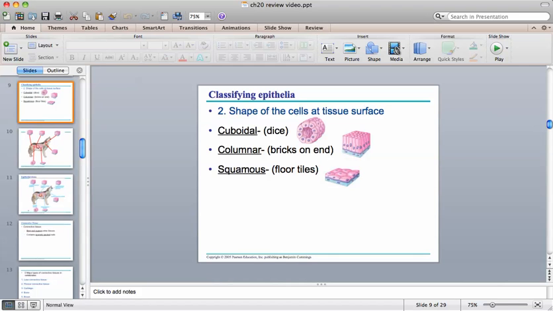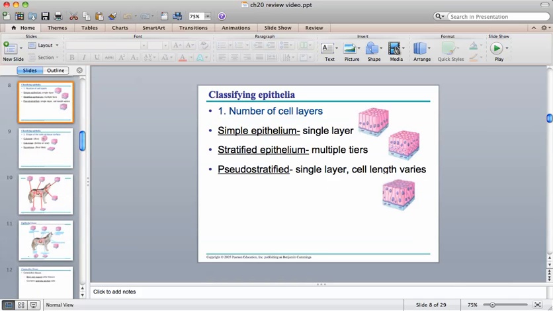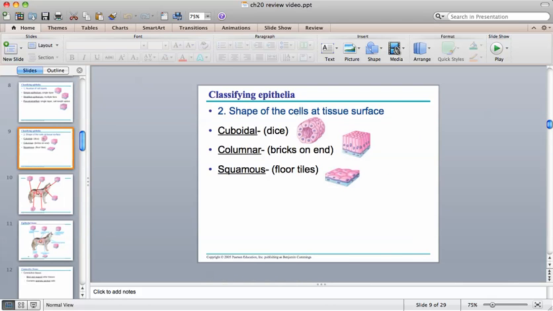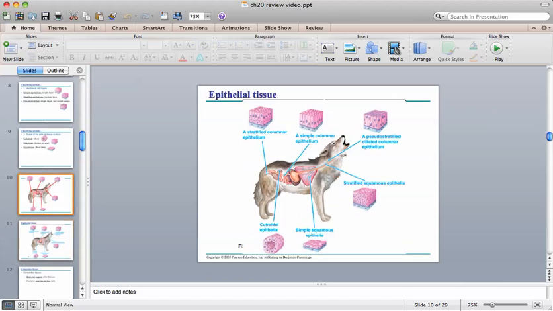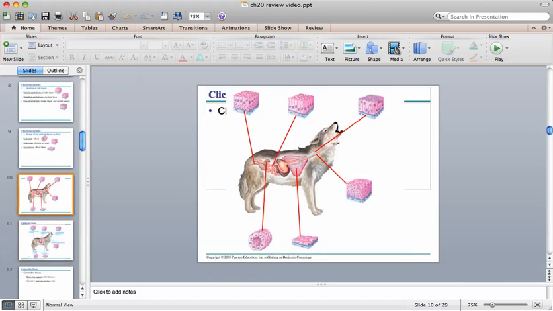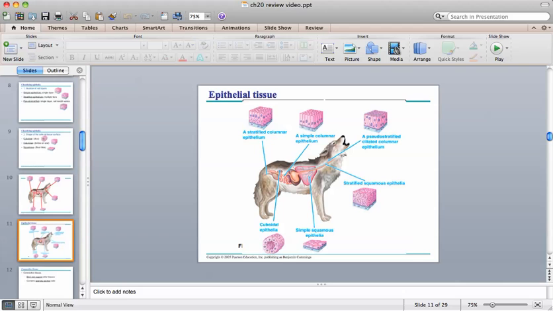Now let me just skip back here real quick to the previous slide. We'll classify this one here. This one has multiple layers, so again stratified, but we're looking at the top layer. And that top layer of epithelium, the one that's furthest away from the connective tissue, would be columnar, so stratified columnar. So here in the PowerPoint, I give you an opportunity to classify these tissues, so be sure that you can identify the epithelial tissue and classify it.